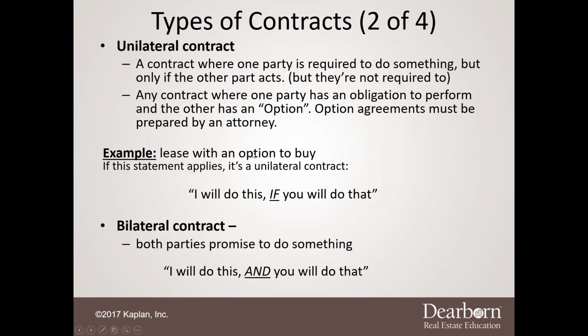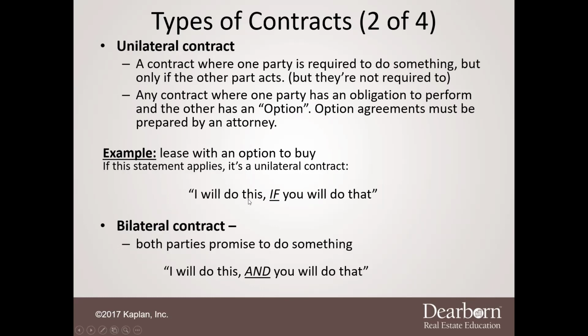A lease with an option to buy. The owner agreed to lease you the property and they're giving you the option to purchase it at a predetermined price by a predetermined deadline in the future. Do you have to purchase the property from them? No. You have the option to. But if you exercise that option to purchase it, the seller has to go through with the agreement and sell it to you for that agreed upon price.